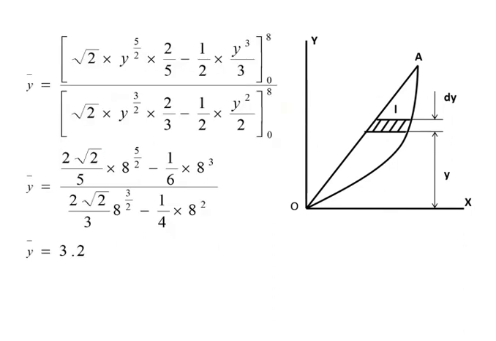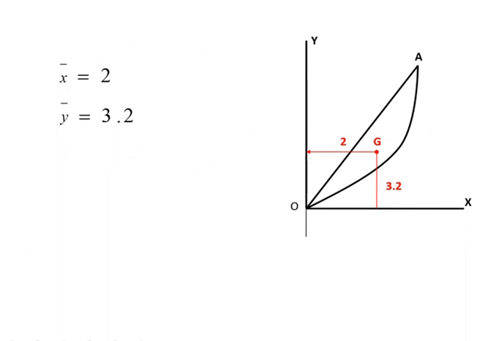So altogether I can mark the centroidal distance x bar as 2 and y bar as 3.2. So this is a general case. So if any kind of curve is given, you are supposed to find the centroid, and I hope you have understood these 3 questions.